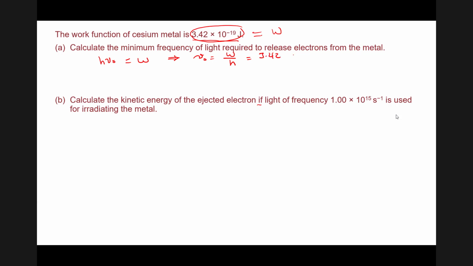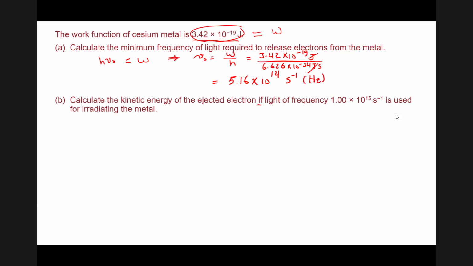3.42 times 10 to negative 19 joule divided by 6.626 times 10 to negative 34 joule second. And you can clearly see that joules will cancel with joules and you will be left with second minus 1 as a unit for the number that you will get in this case, which is going to be 5.16 times 10 to the power 14 second minus 1 or hertz.